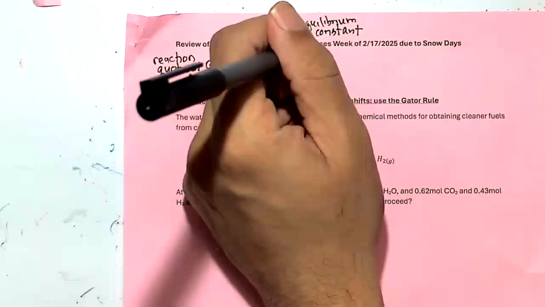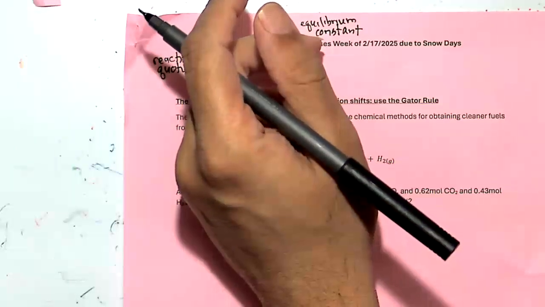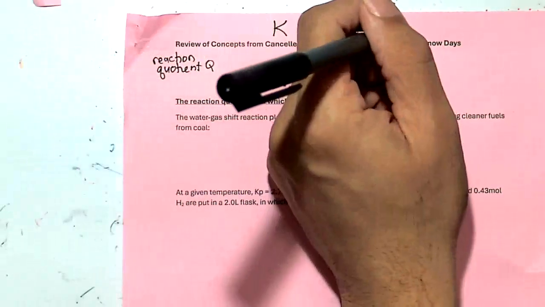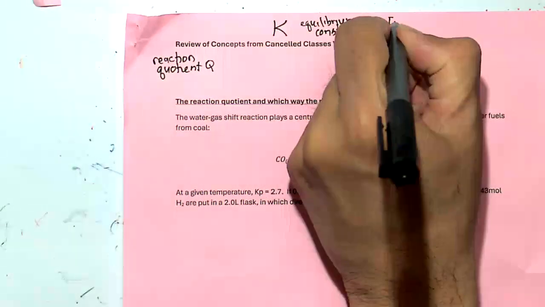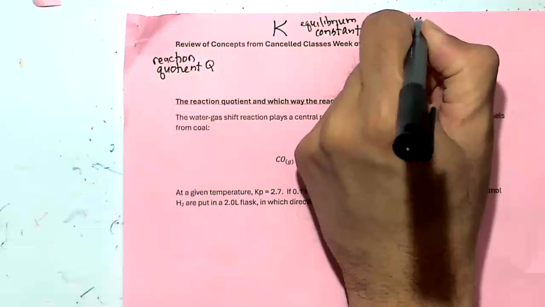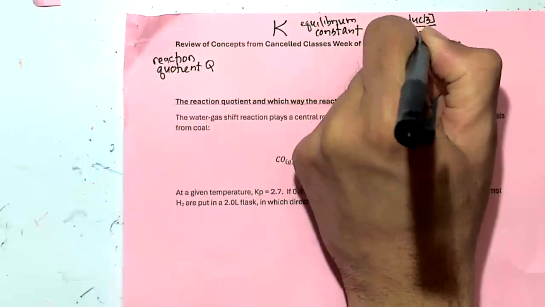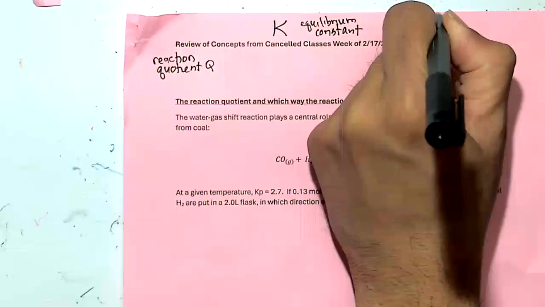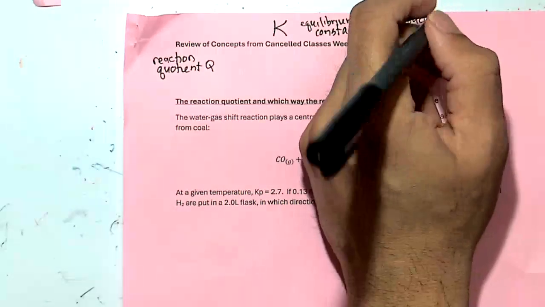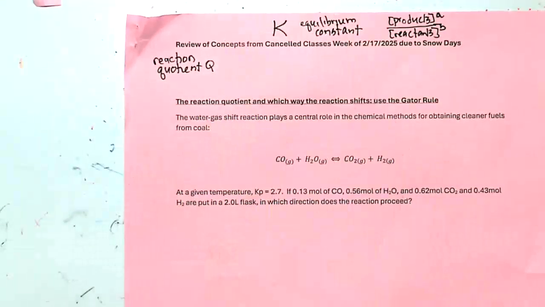We do not put solids, we do not put liquids in K. Students will do that and get points deducted. And this is products over reactants, each raised to its coefficient, so you always balance the equation. You take the products, each one raised to the coefficient, whatever number you use to balance. Same thing for each of the reactants.